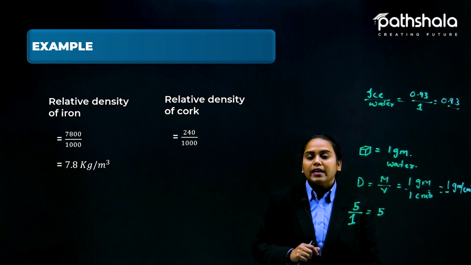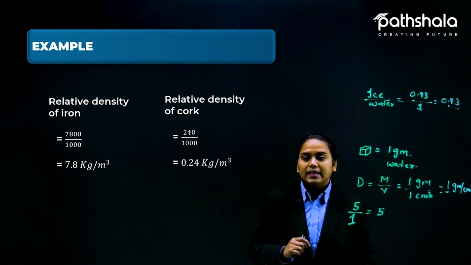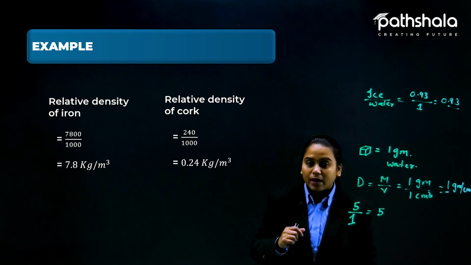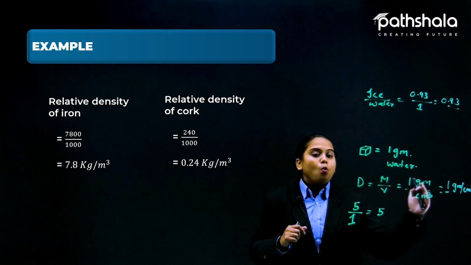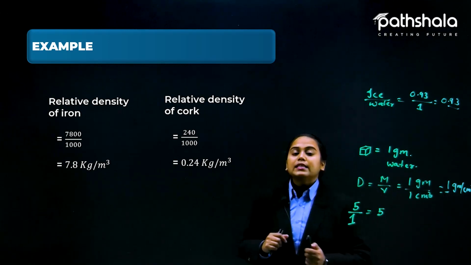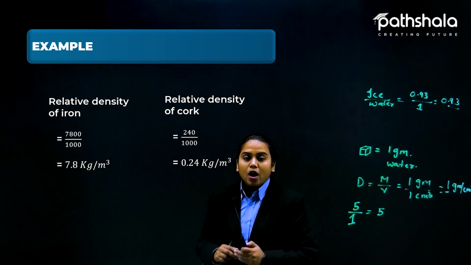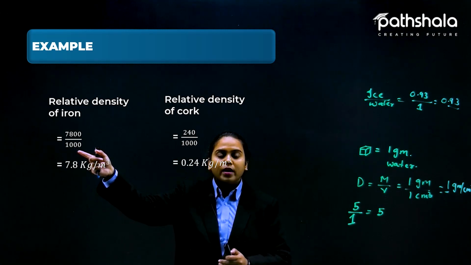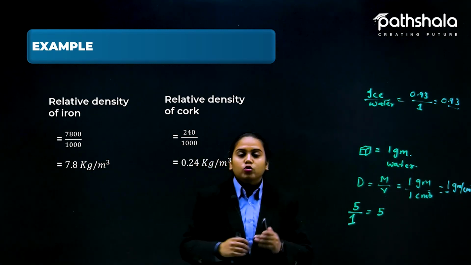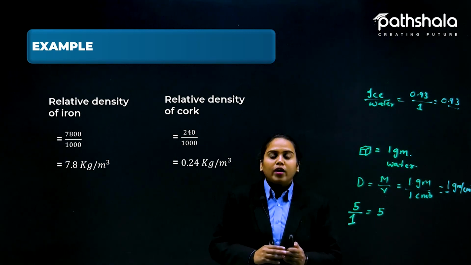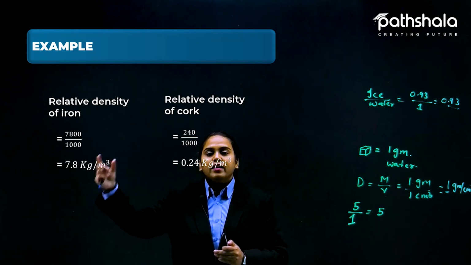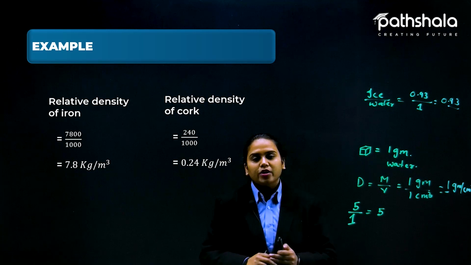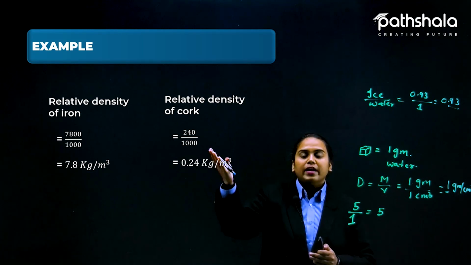Relative density of coke is 240 per 1000, that is 0.24 kg per meter cube. And how do we compare it? Because we know 1 gram per centimeter cube is the density of water. Now, when we are taking it into kilogram per meter cube, we need to convert the value of 1 gram into kilogram, so we need to divide it by 1000. That is why the iron part here gets divided by 1000, and now we are getting 7.8 kilogram per meter cube, and for coke we are getting this part.